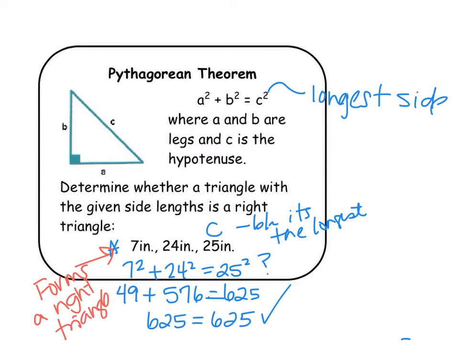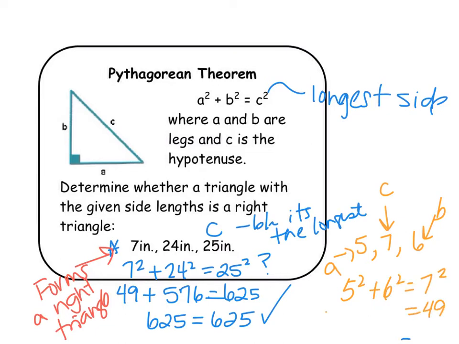Now let's take a look at an example where one does not form a right triangle. Let's say we have 5, 7, and 6. So this is going to be our hypotenuse because it's the longest side. This one's A and this one's B. So does 5 squared plus 6 squared equal 7 squared? So does 25 plus 36 equal 49? And the answer to that is no, so it's not a right triangle.